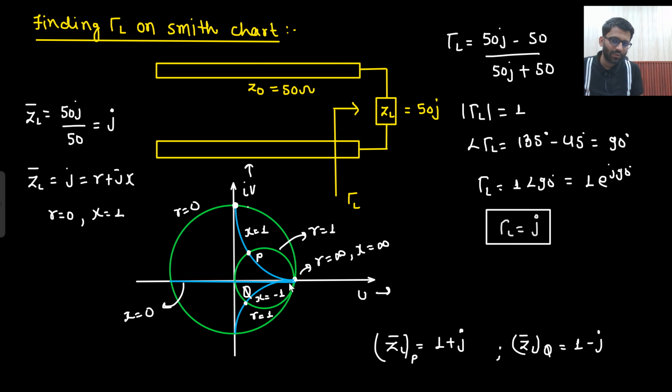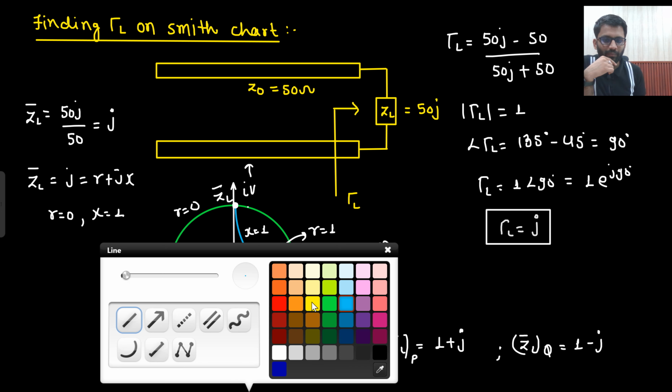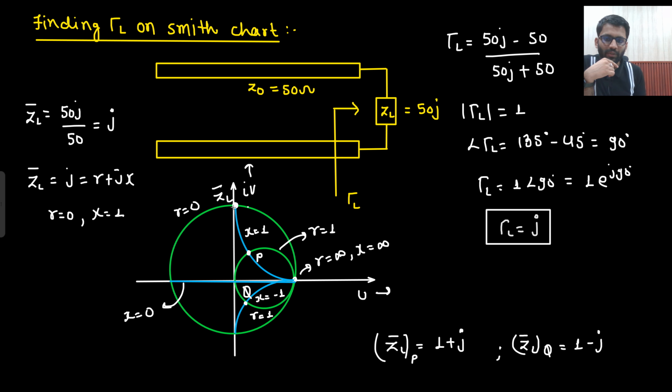Similarly, here R equals to 0 and X equals to 1. So here your ZL dash is there. So this is your actual ZL dash. Now you will pick this point and join this point to the origin. Now you will measure the angle with X axis. What is that? 90 degree. So this 90 degree is your gamma L.